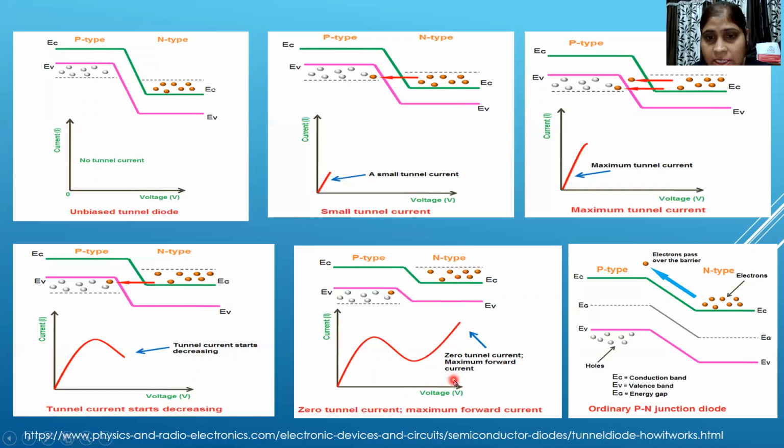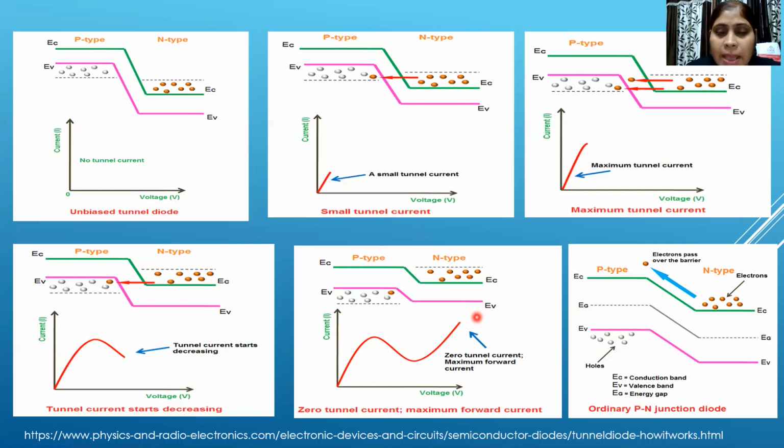If the voltage is still increased, the electrons will move from the conduction band of the n-type layer towards the conduction band of the p-type layer. As shown here, you can see the electrons which are present at the conduction band at the n-type layer start moving towards the conduction band of the p-type layer instead of the valence band. So now the tunnel diode starts acting as an ordinary p-n junction diode, and the current starts flowing. So the tunnel diode shows its tunneling characteristics for voltages less than the cut-in voltage or built-in voltage.